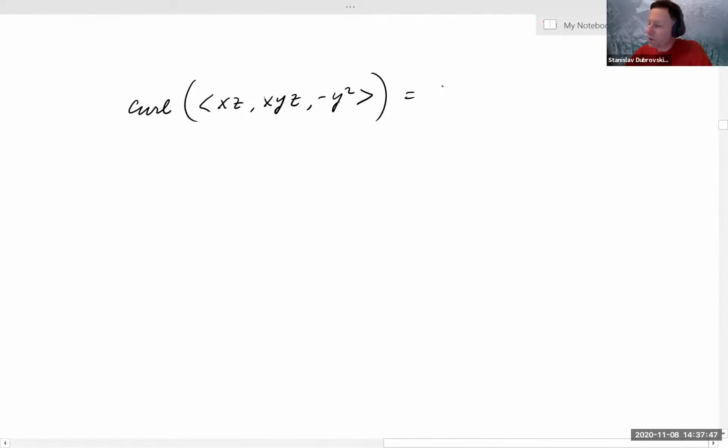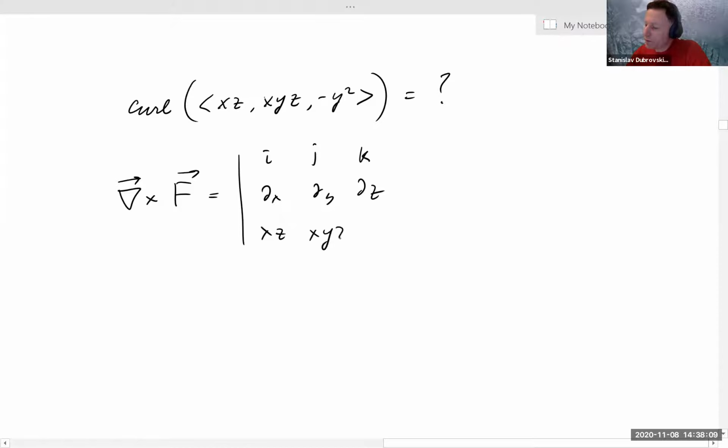What is it equal to? Well, take a pause, try to calculate yourself. After you come back, take a look at this. So we'll have to do the cross product with our vector field, which will be a determinant of i, j, k, partial x, partial y, partial z. And I'm rewriting all the components of the vector field.